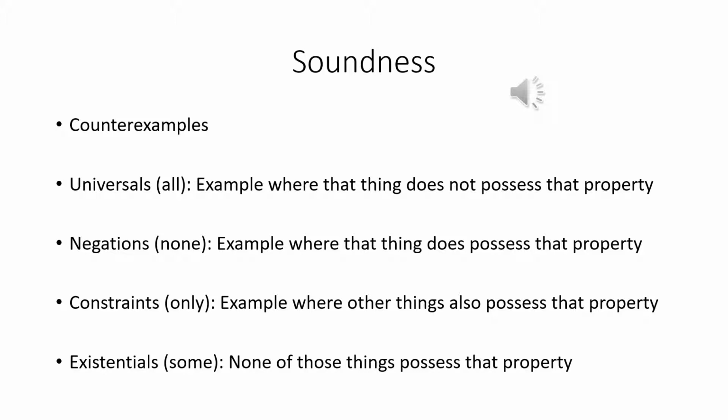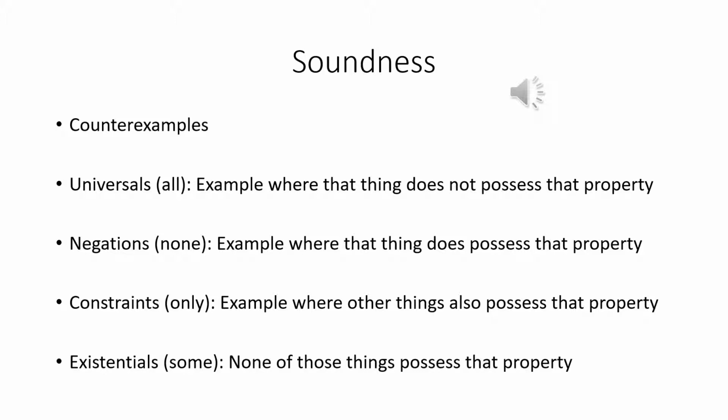Next one, with negations, or with the none or no, like for instance, no dogs are vicious, something like that. You can provide an example where that thing does possess that property. So if I was to say, oh, no dogs are vicious, we can say, well, there was that dog that bit that lady the other day, so that's a vicious dog. So here's an example of that. That's how you can show how a negation can be false, by providing those examples, that counterexample.